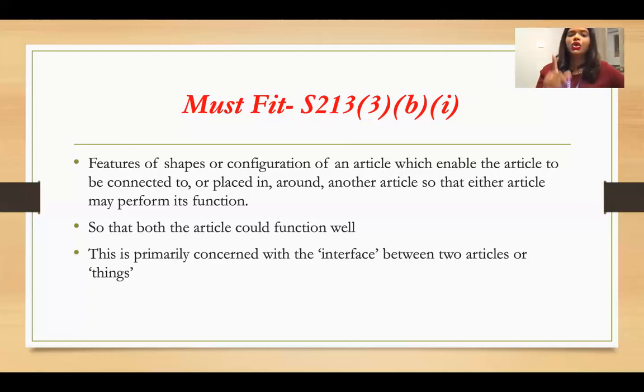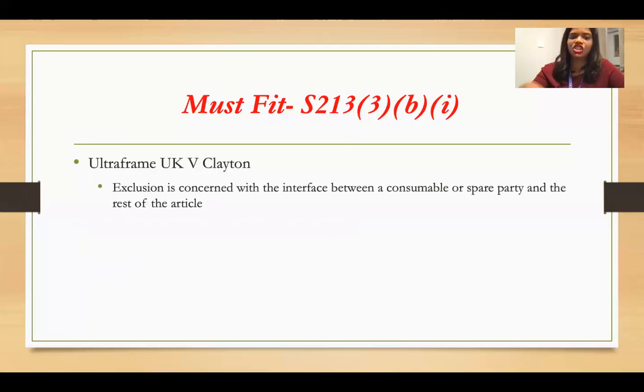So this is what we look at for must fit. Must fit meaning you must have connection. You must show that the cover is connected to the bottle. You have to show that connection, and only with the connection can the thermos function well. Then that would be considered a must fit article. So primarily you look at two things when you look at must fit: you must look at the interference, and you must look at the two things that are connected with each other.